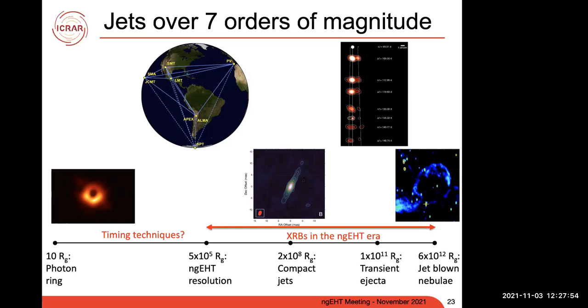So this is an amazing range of angular scales, and we can probe the jets over almost their entire extent, right out to where they terminate in the interstellar medium, which is a very exciting prospect and can really help us pin down the energetics. So I think I will leave it there.